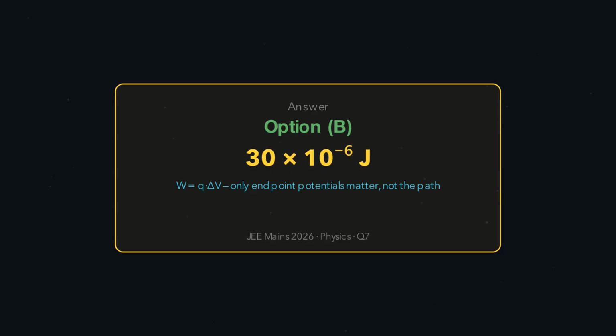And notice what we never did. We never calculated the path between A and B. Because electric fields are conservative, only the start and end potentials matter. That single insight saves enormous calculation time in any electrostatics problem.